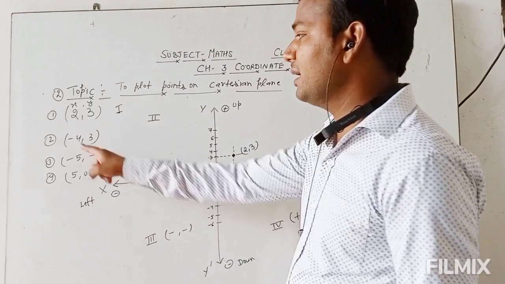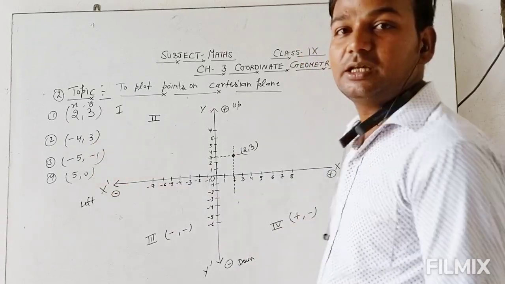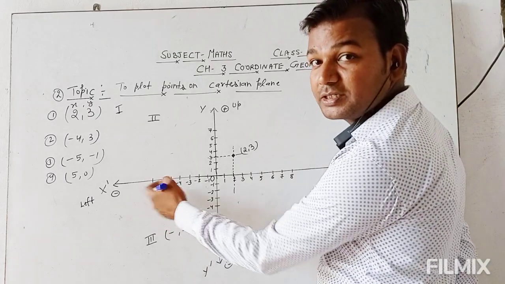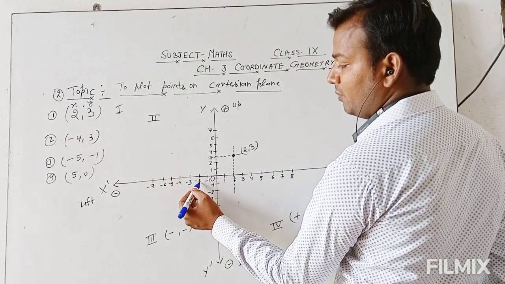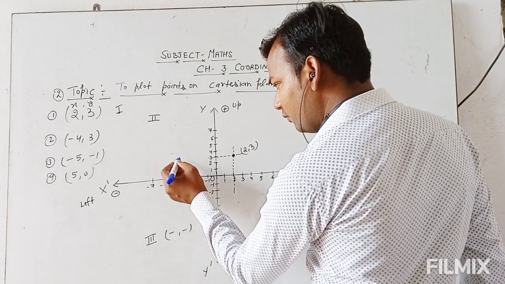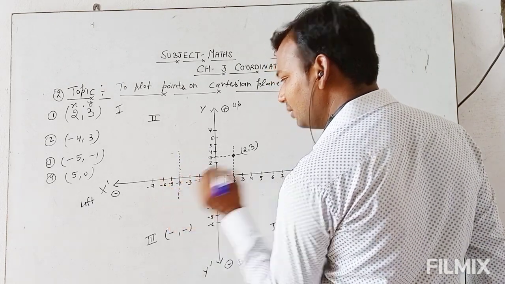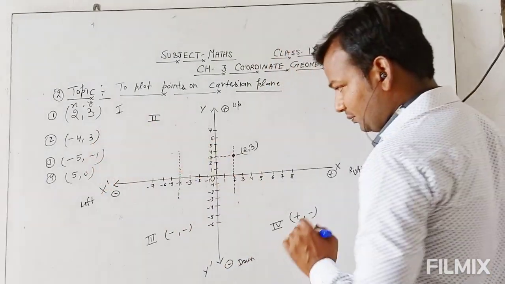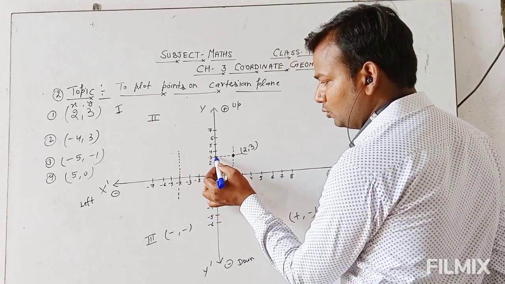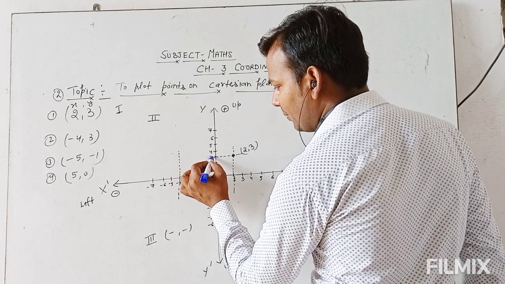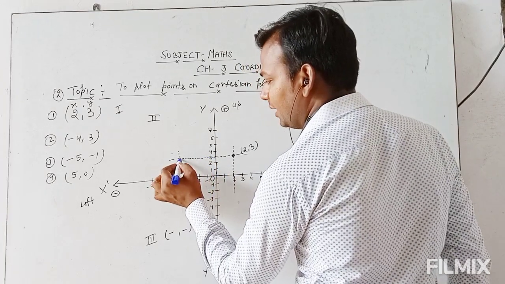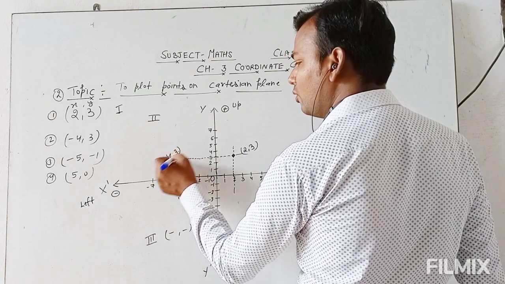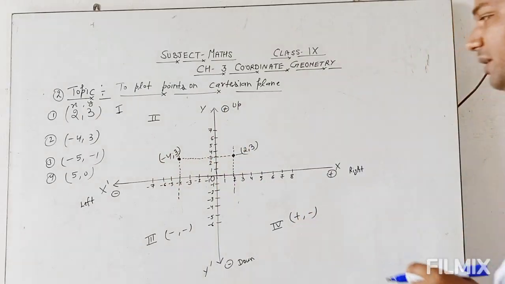Now the second point: here the x coordinate is -4 and the y coordinate is 3. Because the x coordinate is -4, it will lie on the left side of the y-axis. So -1, -2, -3, -4. At -4 draw a perpendicular like this way. And here y is positive 3, so where positive 3 is on the y-axis, 1, 2, 3. Here it is. Again draw a perpendicular like this way. The intersection point of these two perpendiculars is the representation of (-4, 3) on the Cartesian plane. Clear?